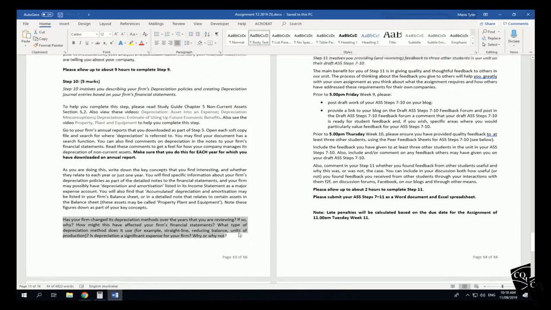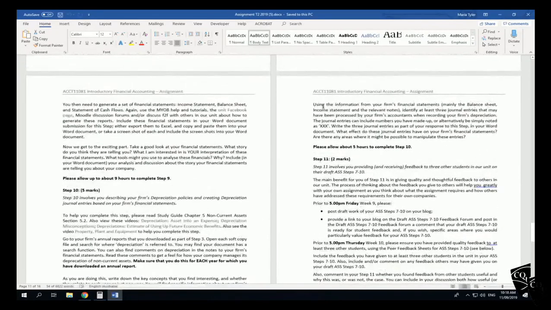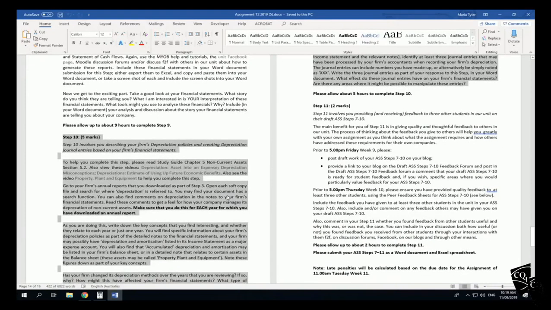We've given you some prompts to guide your discussion back to us. Then use the information in your discussion to create your journal entries, at least 3 journal entries, and then tell us the effect on the financial statements. So that's step 10. This is what I'd like you to focus on in your workshops.